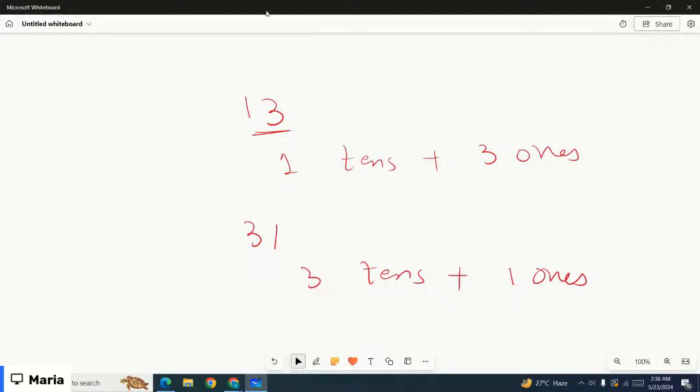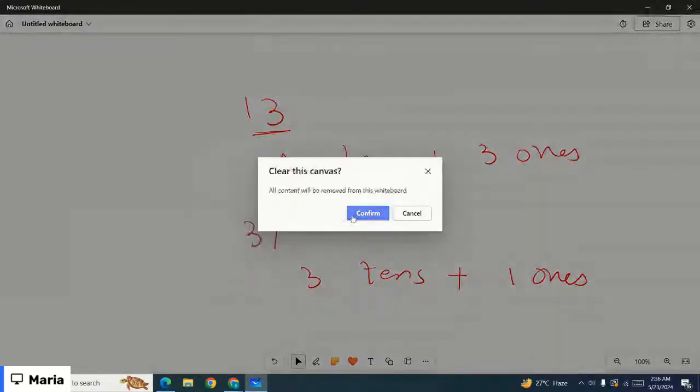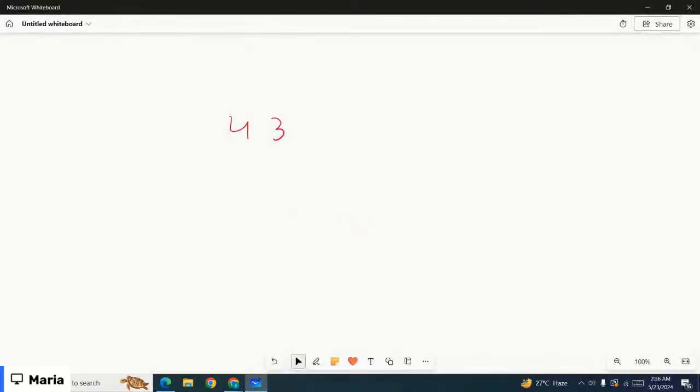Okay, the next one is 43. How do we write 43 as tens and ones? That is 4 tens and 3 ones. The correct option is 4 tens and 3 ones.